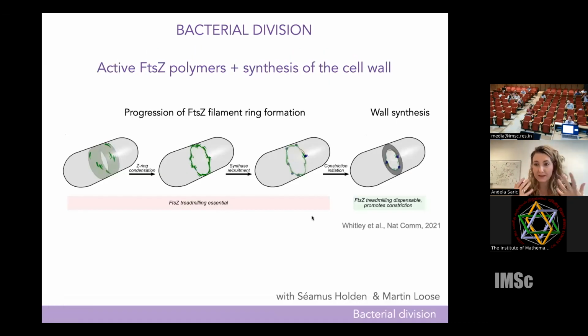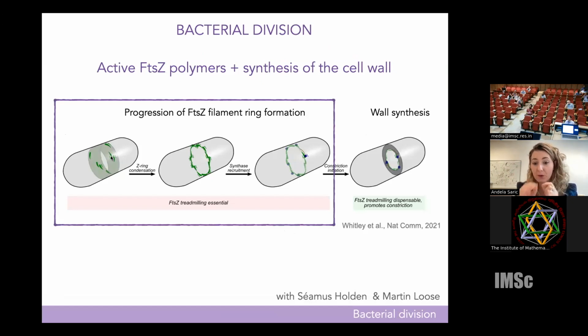And so this condensation of proteins and filaments in a ring is a key step for the division, for the synthesis of the cell wall to happen. And we know that for this condensation, for the formation of the ring, the filaments need to treadmill. So they need to grow and shrink dynamically. If you put in a drug that stops treadmilling, the ring will never form and the cell will never divide.